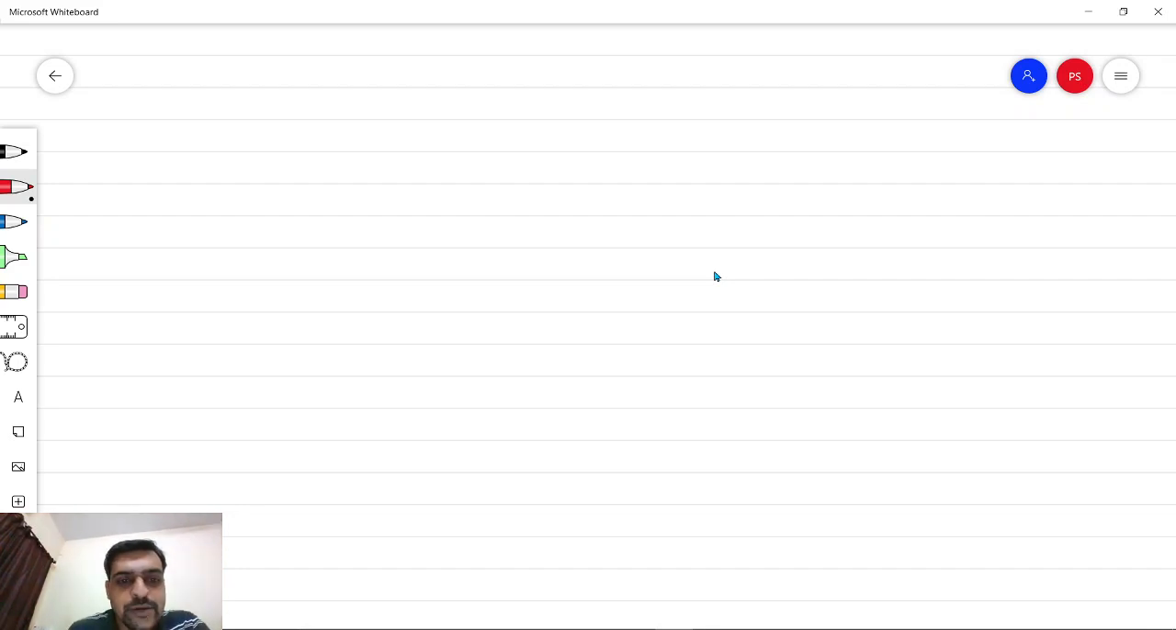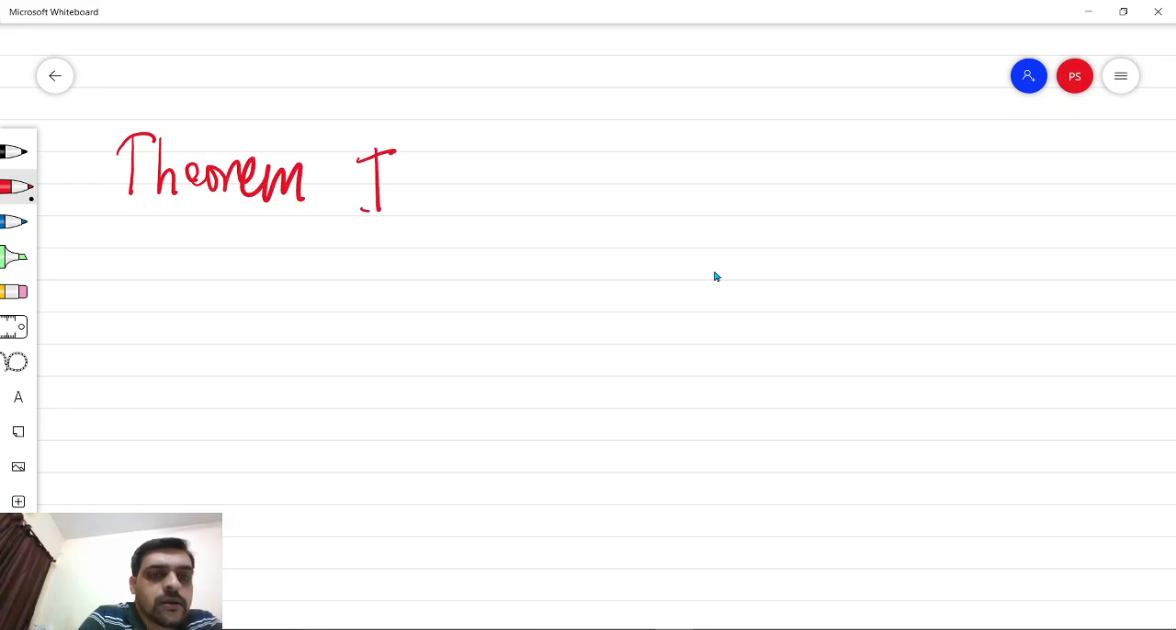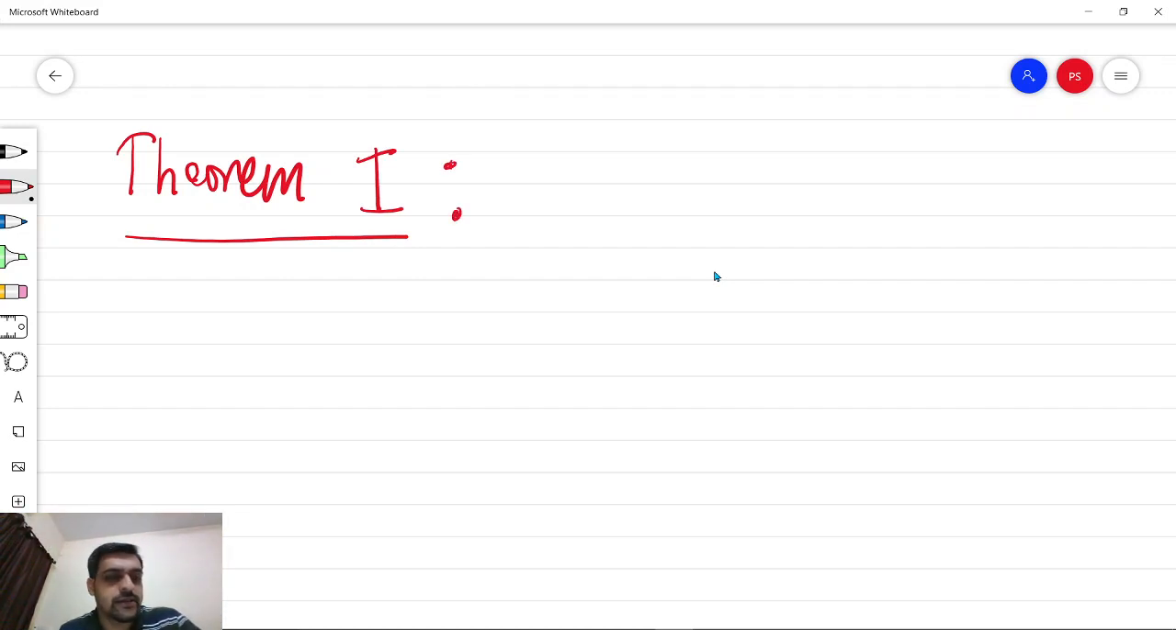Now we will try to understand two fundamental theorems used in probability through some simple examples. The first theorem is stated as follows. Suppose we have two events A and B.